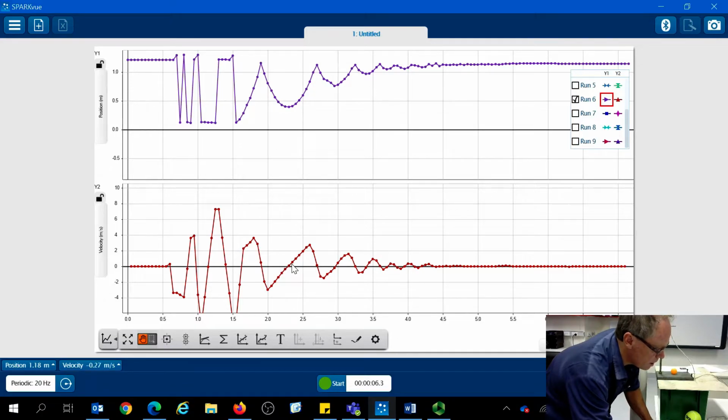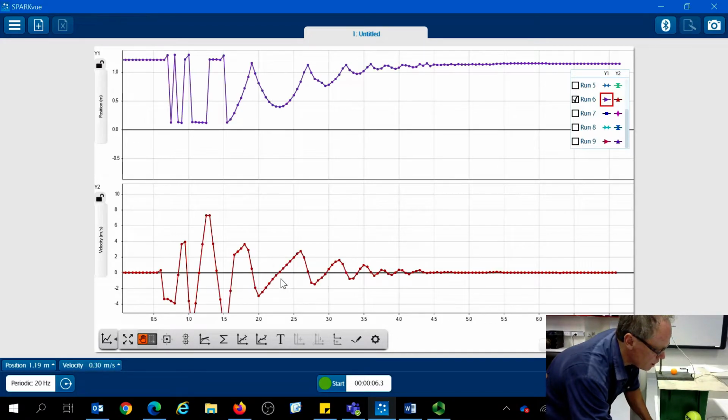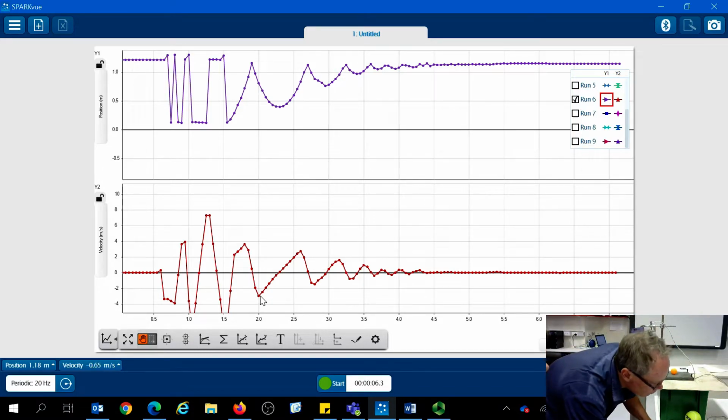Another interesting thing to note is that the slope of the VT graph, which is acceleration, is constant here under the axis and it's constant here above the axis, but those two slopes are slightly different. That's interesting, isn't it? So the acceleration in one direction looks like it was different from the acceleration in the other direction, which should not be the case.